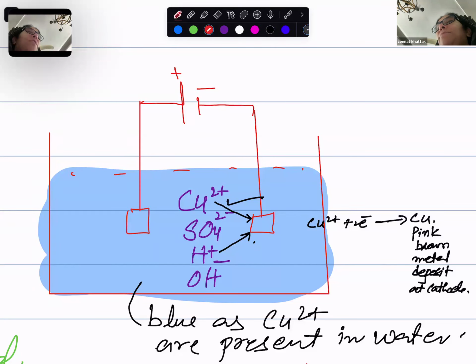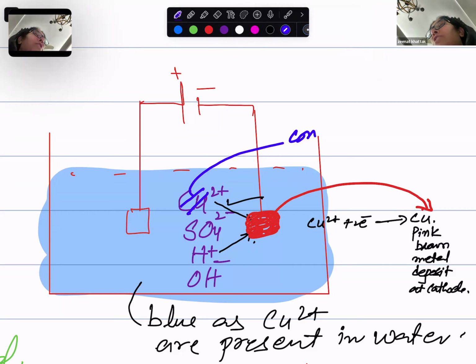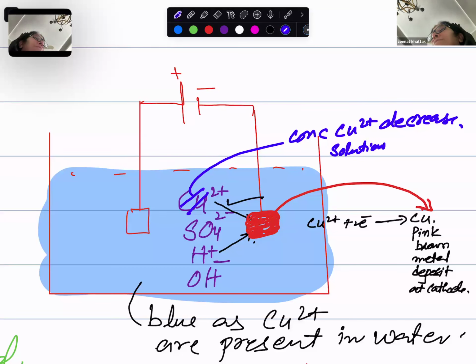You know what happened? The copper formed will deposit like this. Pink brown metallic deposit. And the concentration of copper ions decreases. When it decreases, would the solution be blue or will it change from blue to colorless? The solution will turn from blue to colorless. Now tell me, repeat again.